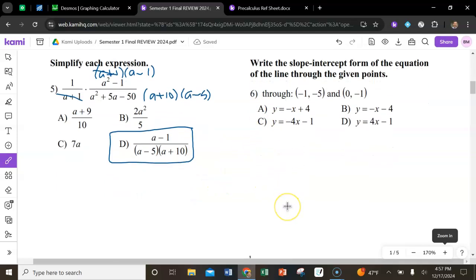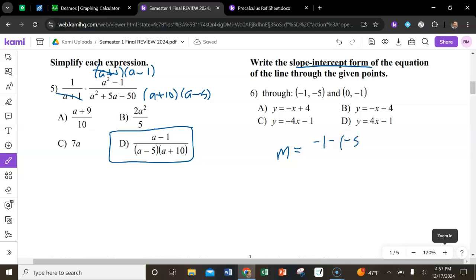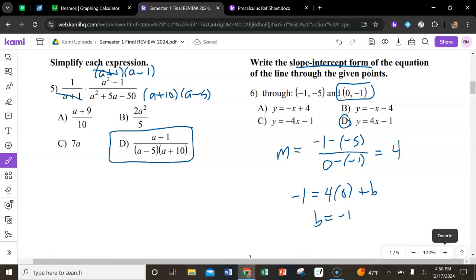On number 6, you want to find the slope. We want slope-intercept form, so y equals mx plus b. The slope is y2 minus y1 over x2 minus x1. If you work through that, you get 4. The only one of these that has a slope of 4 is D. If you needed to, you would take one of these points, I'll use that one, and plug in the y and the x, and solve for b. Y equals mx plus b. So that would say that b equals negative 1. So there's my m, and there's my b. So it has to be 4x minus 1.